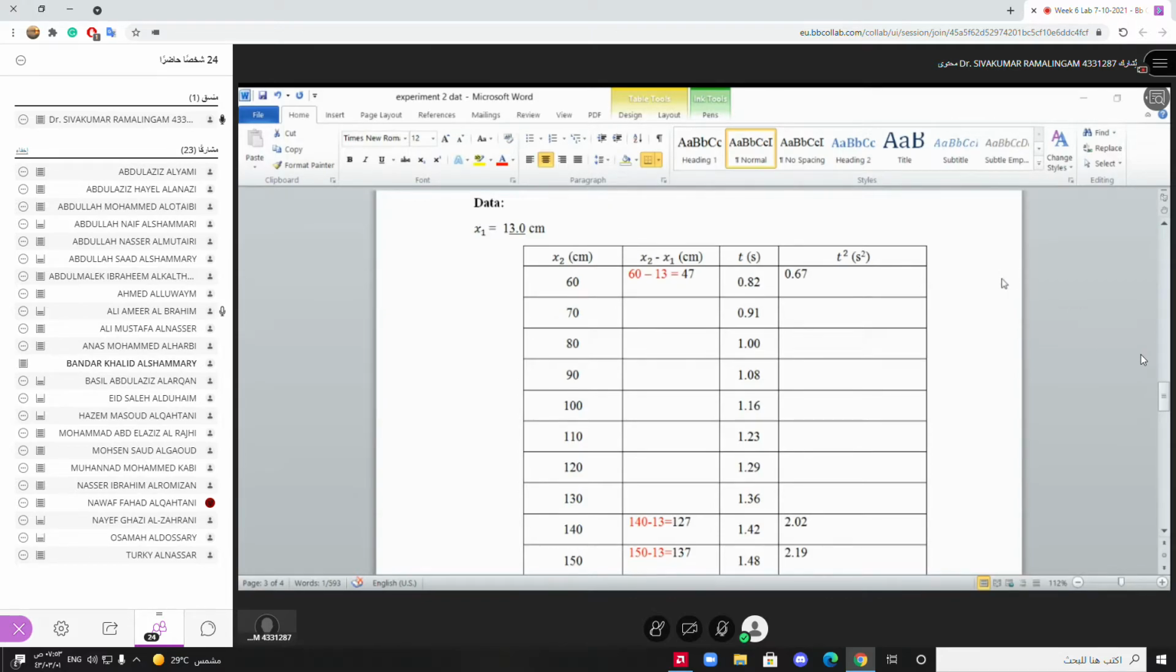Done? Shiva? Finished copying? Okay. I will tell you how to calculate and then draw the graph.